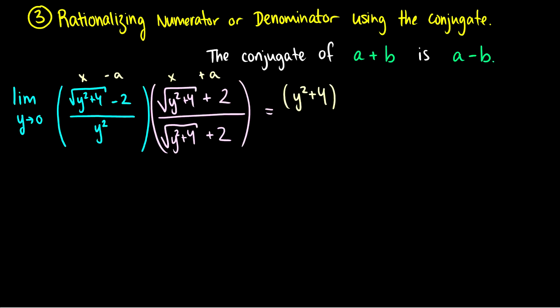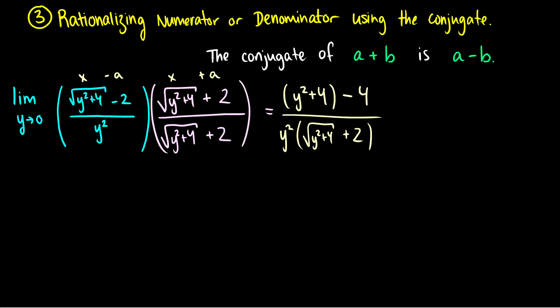So what is a? a is 2. What is a squared? Well, 2 squared is 4. And we're going to end up with minus 4 because we're going to end up with minus a squared. So now we have y squared plus 4 minus 4 on the top. And then on the bottom, well, we just multiply them together. So we're going to have y squared on its own, and this will be multiplied by the square root of y squared plus 4 plus 2. Now this ugly thing is still going to be on the bottom. We're just going to hope that it doesn't cause a problem for us.